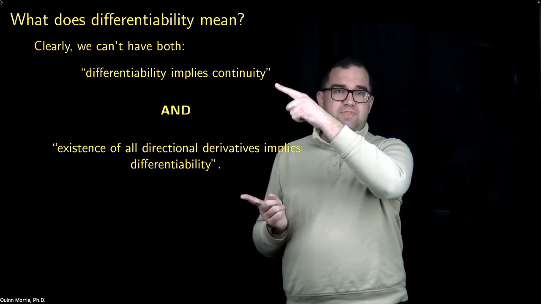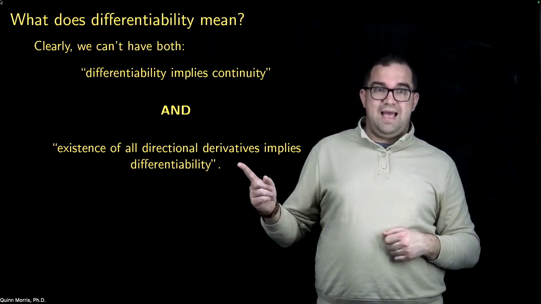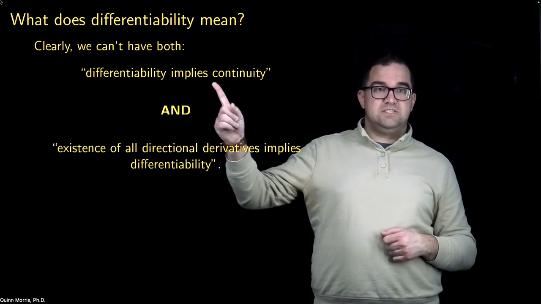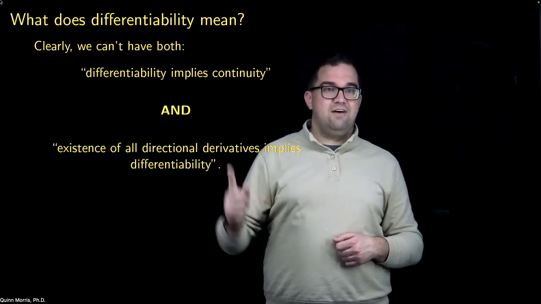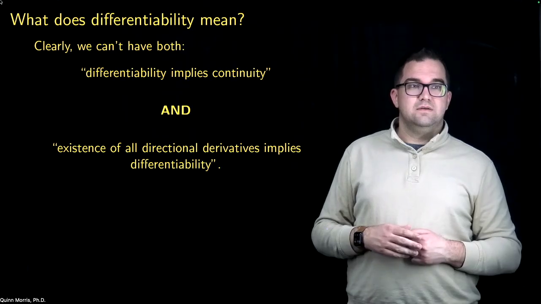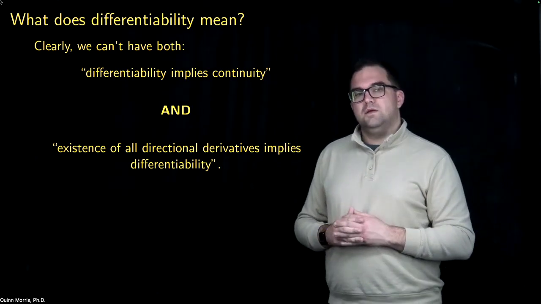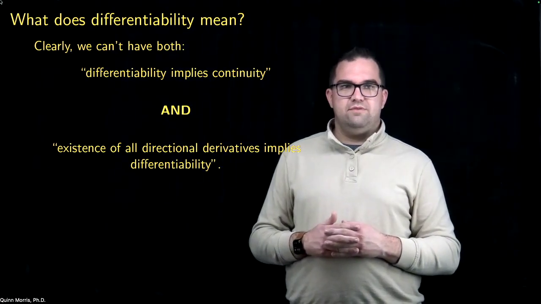We can't have both of these, right? Because we've seen that we can have a function where all of the directional derivatives exist at a point, but it's not continuous at that point. So we can't have both of these things, or we'd be able to generate a counterexample if we did. So we're going to have to give up on one of these.